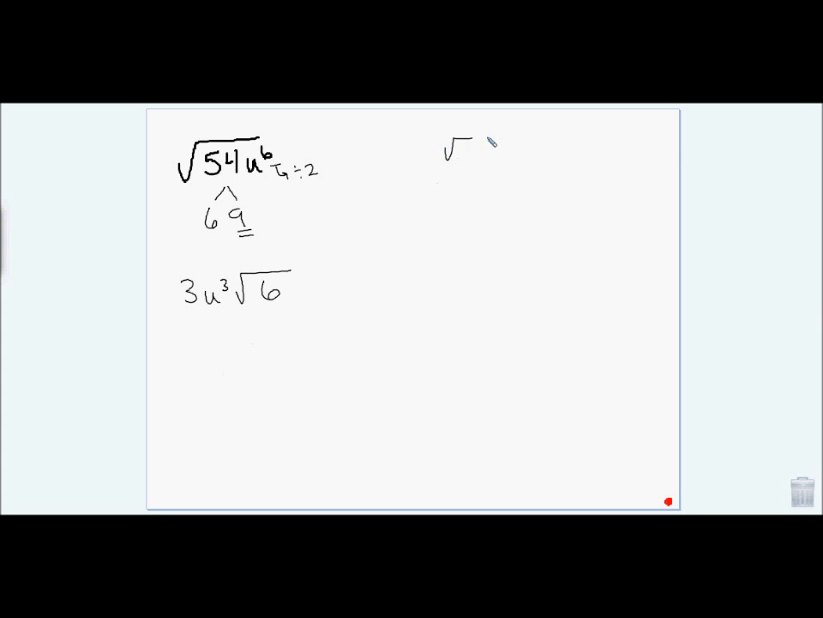If I did not know that 54 was 6 times 9, I can factor it, giving me a pair of 3's, which I can pull out, divide my exponent by 2, and then I have a 2 and a 3 that are left behind, and those get multiplied back together.